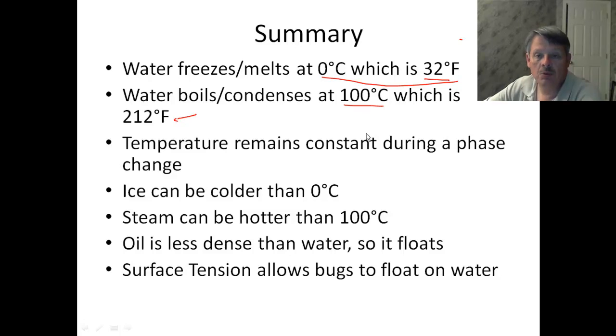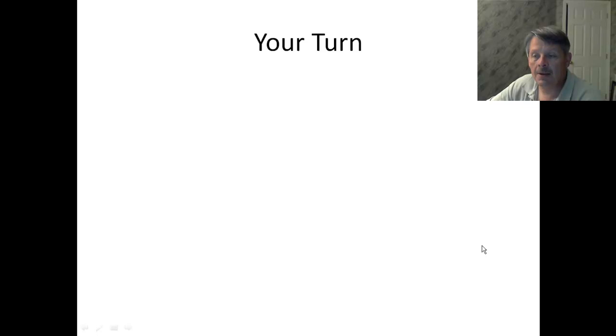When you are going through a phase change, when water is melting, freezing, boiling, or recondensing, the temperature remains constant. Ice can be colder than 0, steam can be hotter than 100, and also with water we need to understand that oil is less dense than water, so it floats, and surface tension allows bugs to float on the water. Alright, you got a worksheet to do to make sure that you have these ideas in your head.